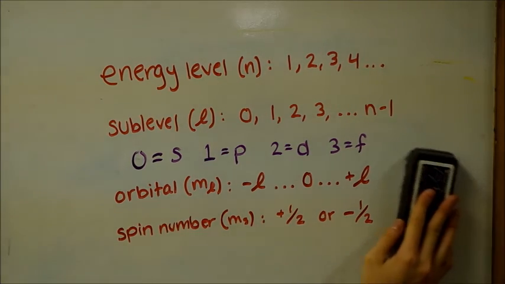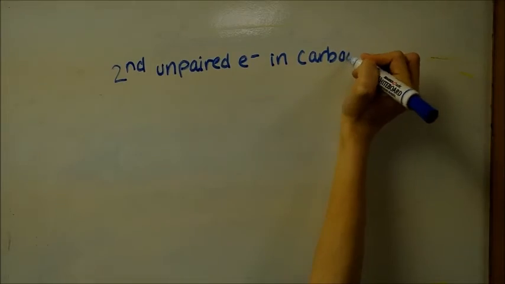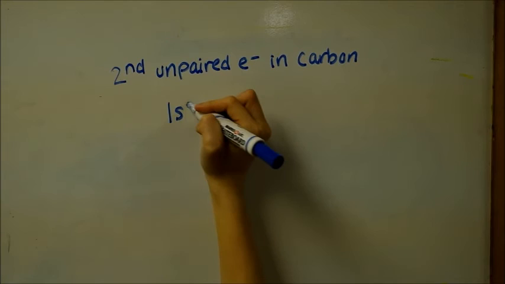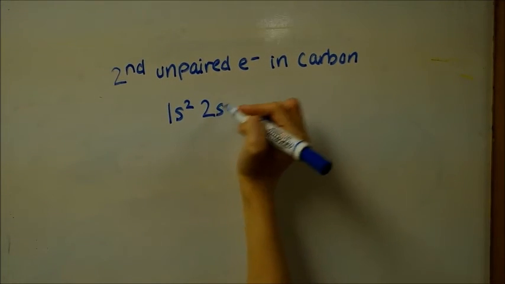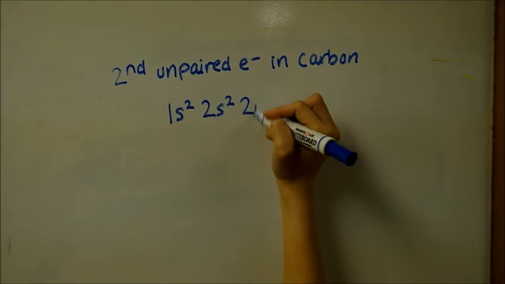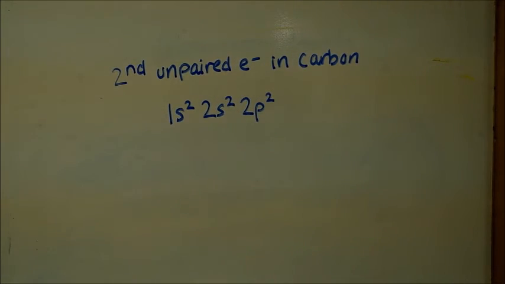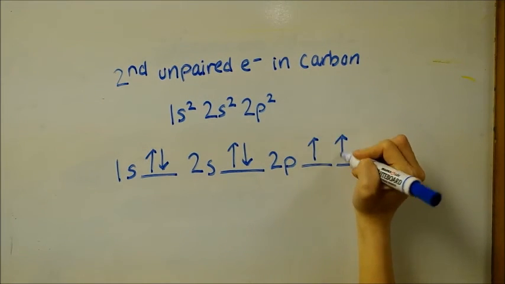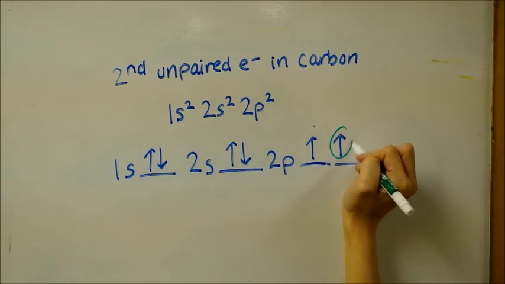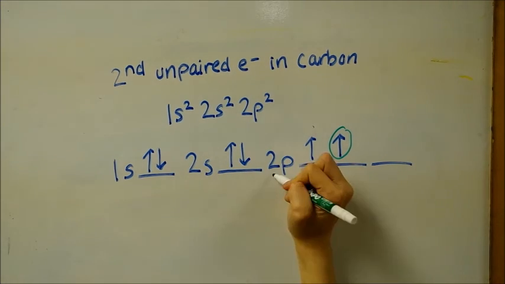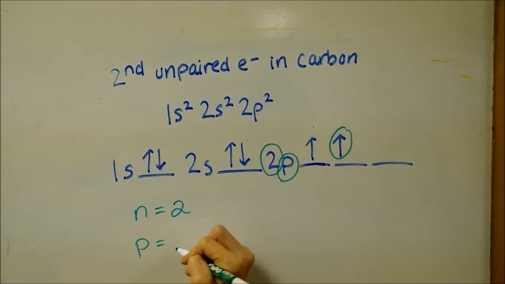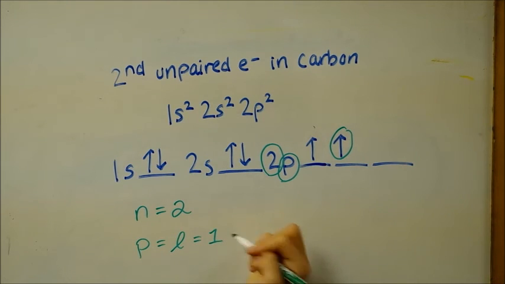It's a lot to take in and you might be a bit confused, so let's look at an example. Let's say we wanted to describe the second unpaired electron in a carbon atom. First, we would have to determine its electron configuration. If we use our trusty periodic table, we'll see that its electron configuration is 1s2, 2s2, 2p2. From here, we can draw our orbital diagram. Now, we want to focus on the last unpaired electron, which, as you can see, is this one. Its energy level is 2, so N equals 2, and it is located in the P sublevel. If you recall, P equals an L number of 1, so L equals 1.